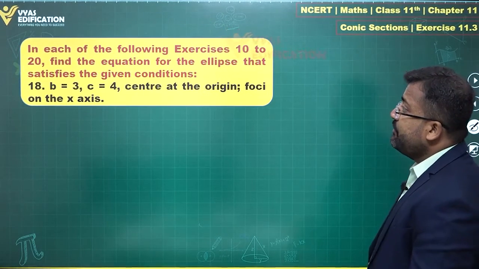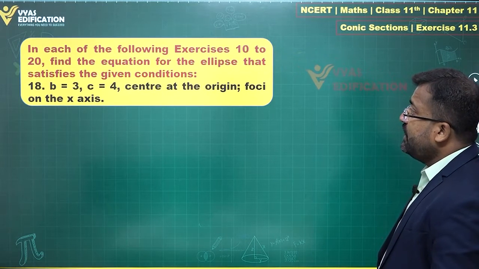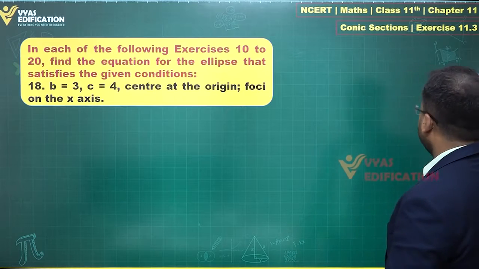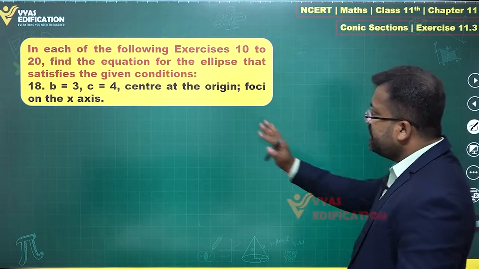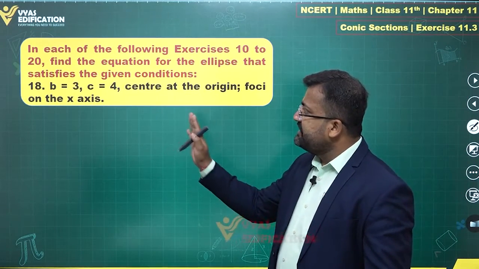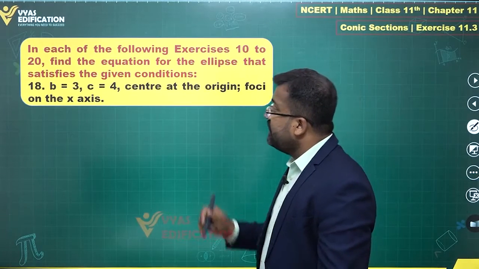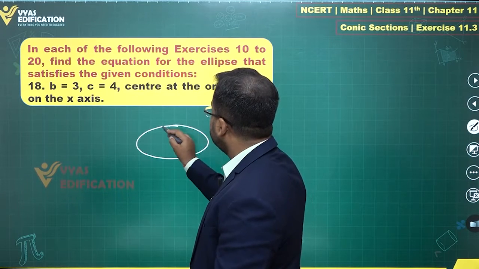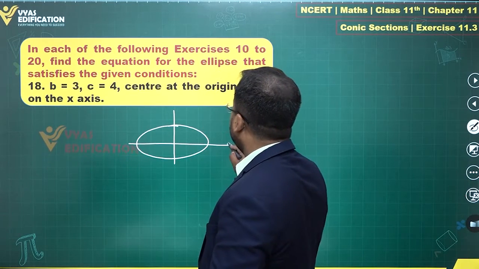The 18th question says b is equal to 3, c is equal to 4, and center at the origin, foci on the x-axis. That's what we are given. In the standard equation, B and C are standard terminologies. Center at the origin, foci on the x-axis implies this is a standard horizontal ellipse, right?